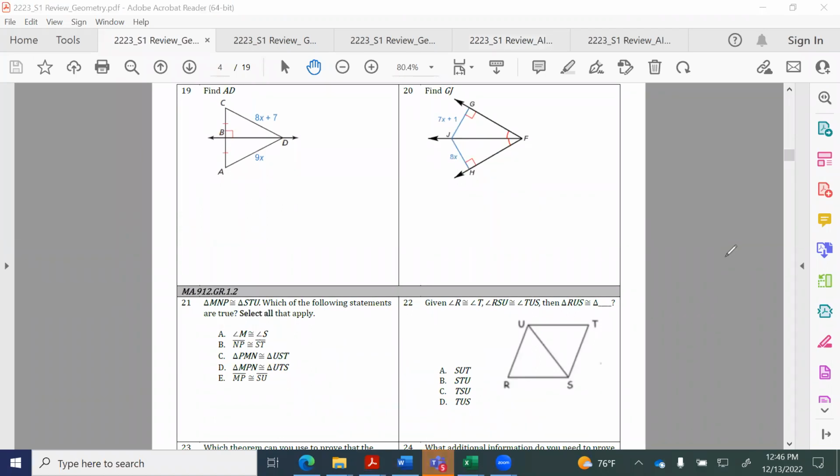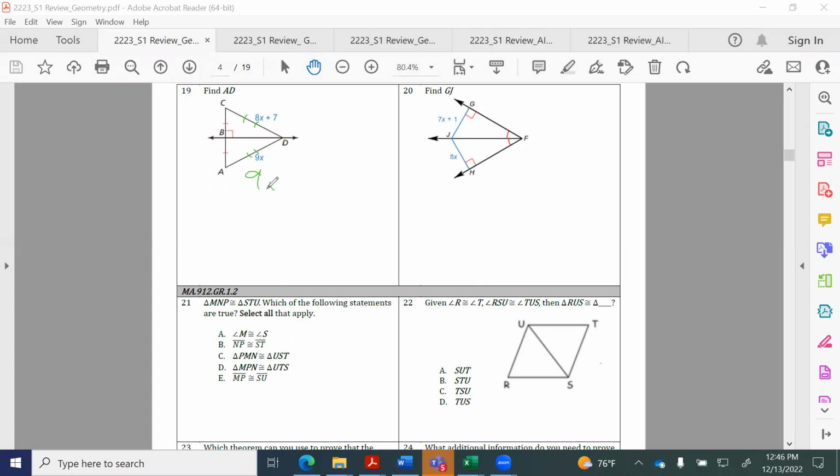Number 19. All right, just find AD. Well, what information do we have so far? We have that these lines are perpendicular, we have that these are equidistant. So that's telling us that this line, BD, is a perpendicular bisector of segment CA. So if it's a perpendicular bisector, then that means that D, since it's on a perpendicular bisector, has to be equidistant from the two endpoints. So these two lengths are going to be the same.